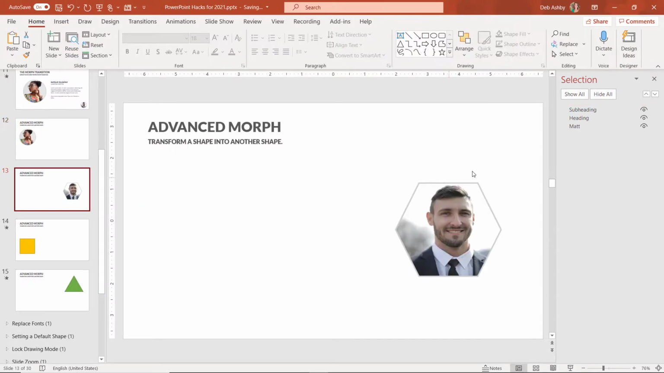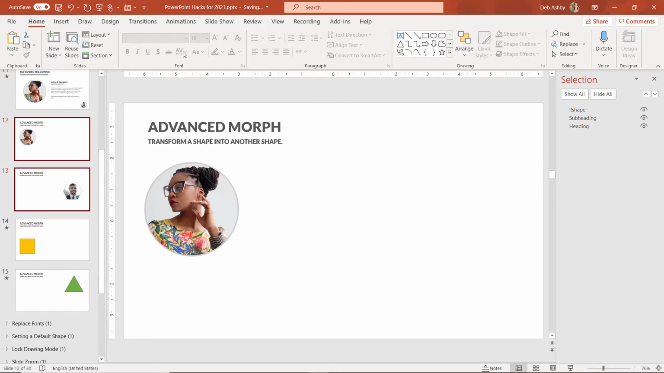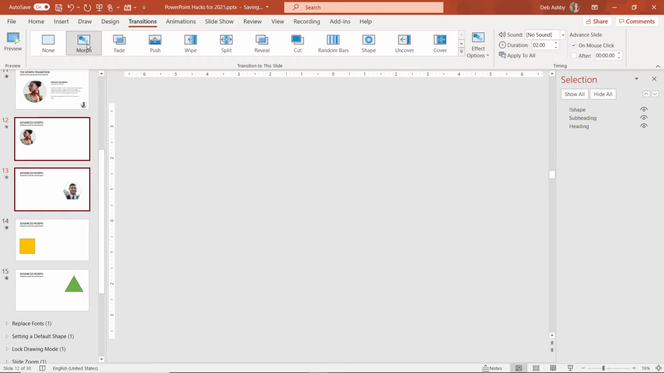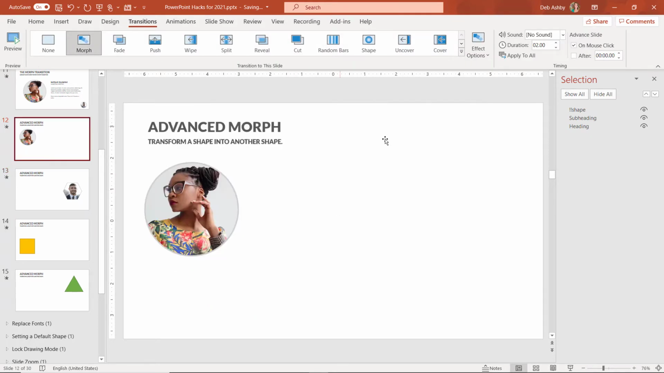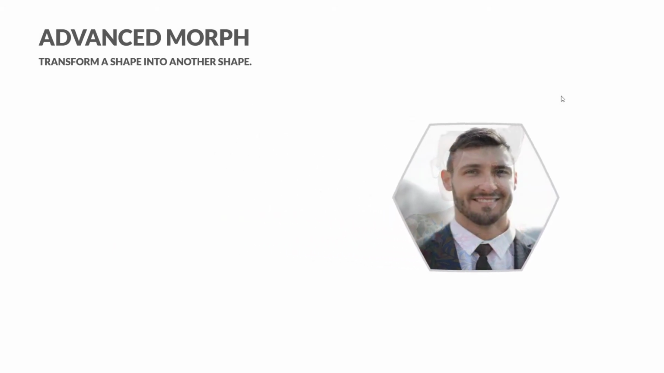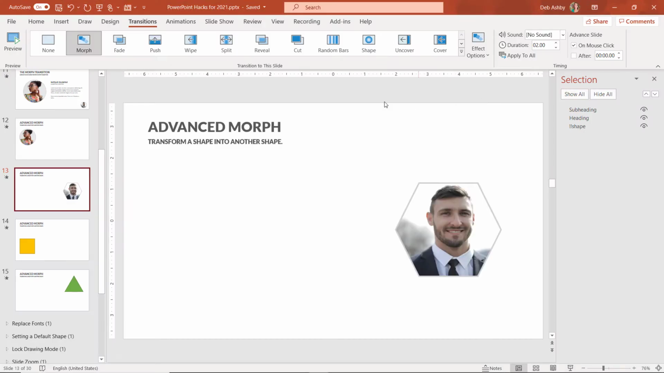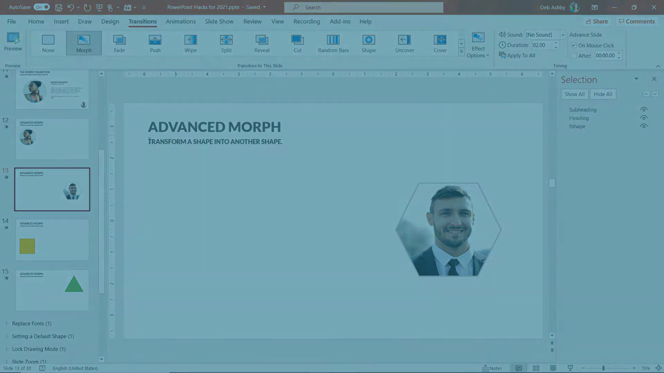Let's go on to the next slide and do the same thing. So where we have Matt, I'm going to rename this to double exclamation mark shape. So now both of these are named the same thing. I'm going to select both of the slides and apply the Morph transition. Let's take a look at what the effect is. We're going to run the slideshow. And when I click to move on to the next slide, you'll see that it kind of morphs into that new shape. So that is Morph and Advanced Morph.